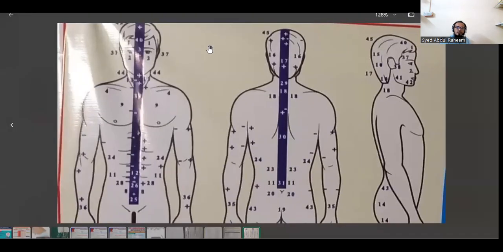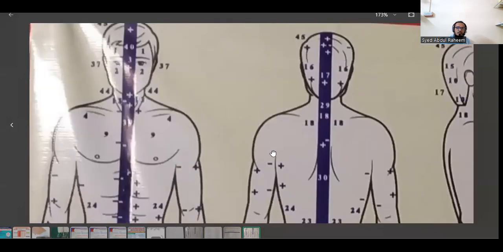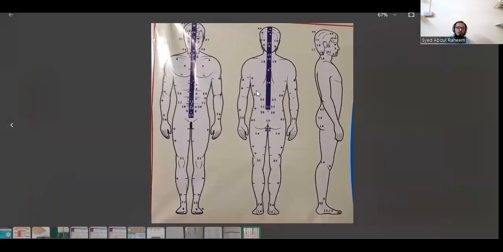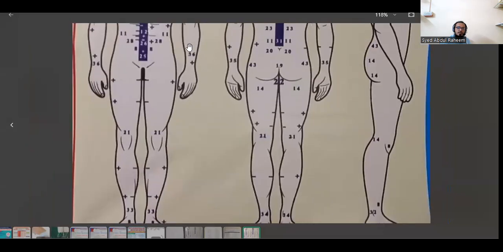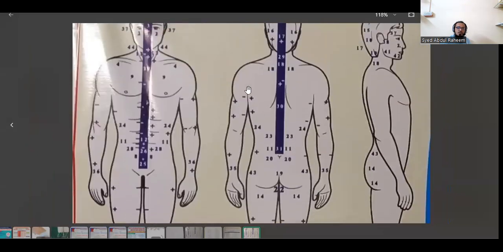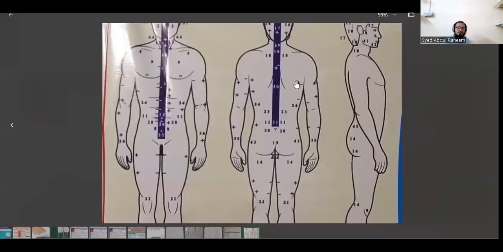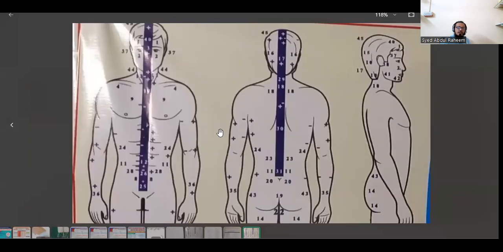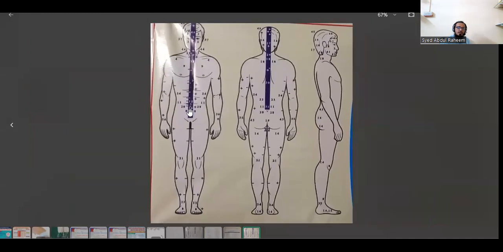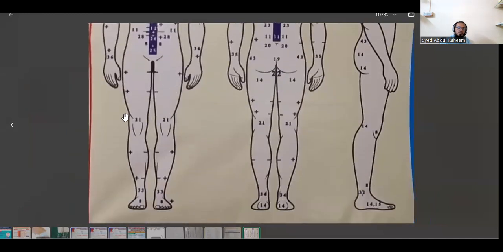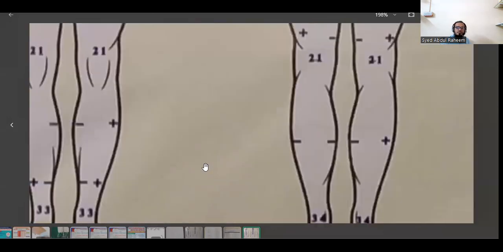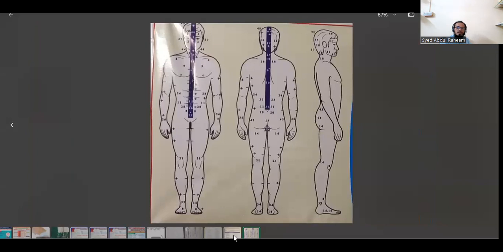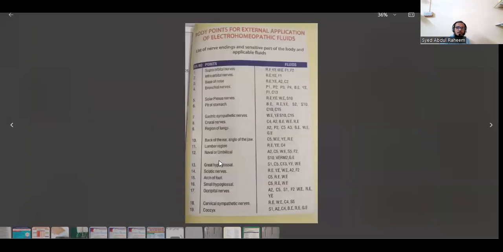This is the image, you can see. These are the 45 points we have from top to bottom. You can see that this is the positive side, this is the negative side, and the central part is positive and negative. There are points in the face, chest, abdomen, thigh, knee, legs, and foot. So let's discuss every point.